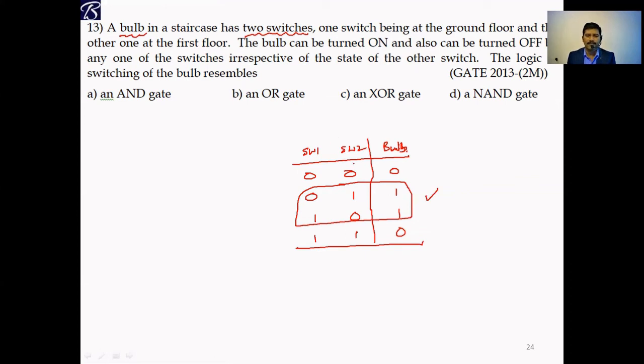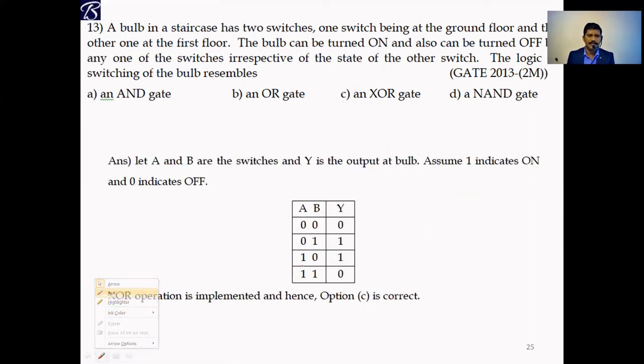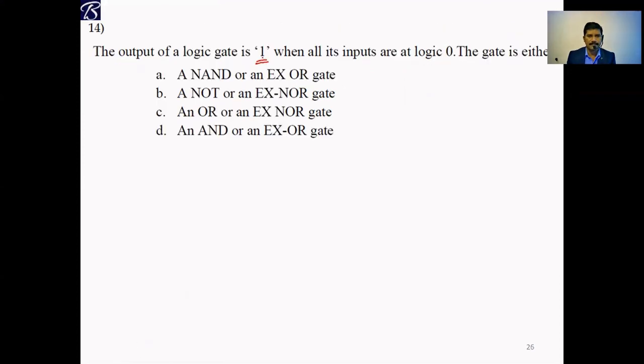If you observe this truth table, when both inputs are different, the output is 1, that is an XOR gate. So option C is correct. Yeah, option C is correct. Please note down this one and we'll move to the next problem.